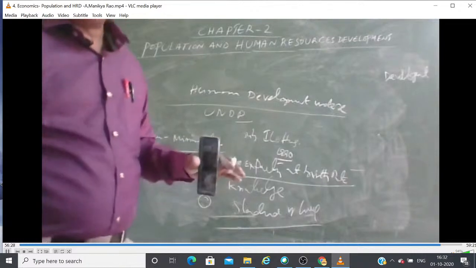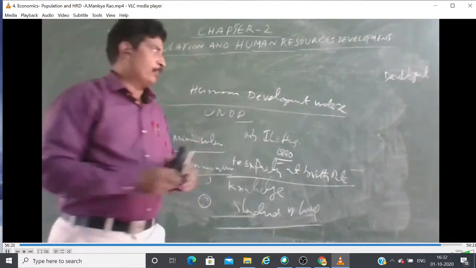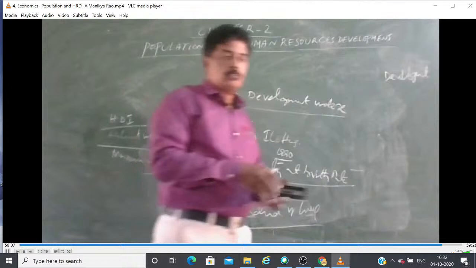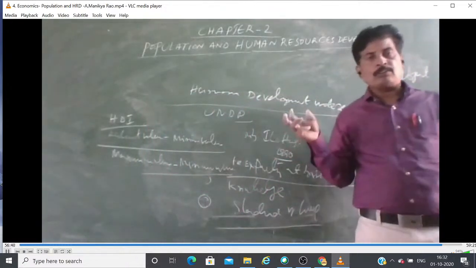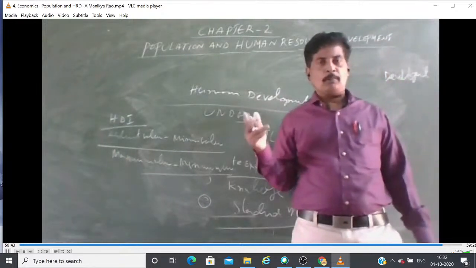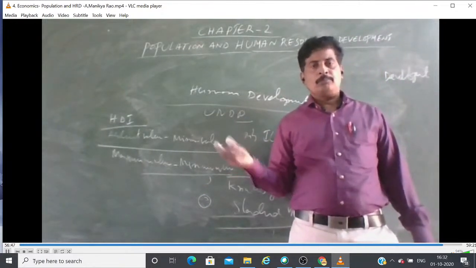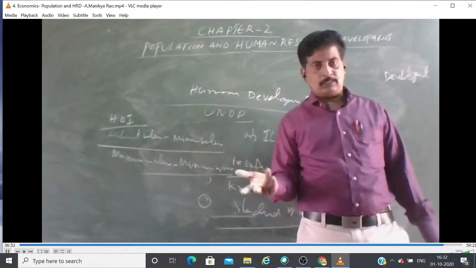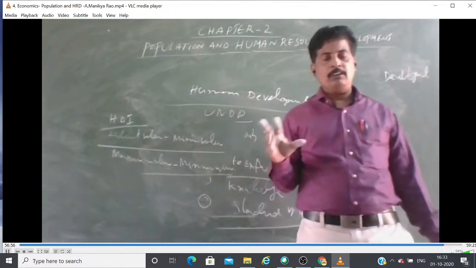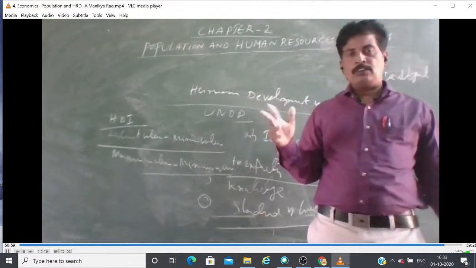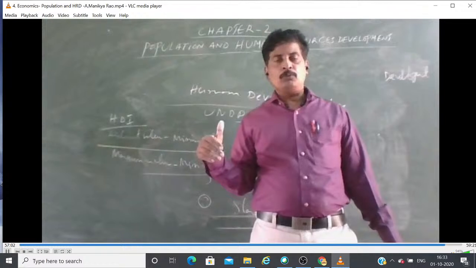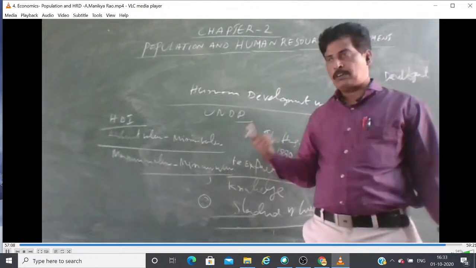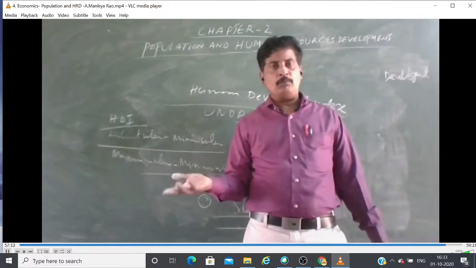So far we have discussed important concepts in the second chapter, that is population and human resource development. First, what is the occupational distribution of population? Under that, dependence on the agriculture sector, the industrial sector, and the service sector. There is always a close relationship between economic development and changes in people's occupations. Then we saw the meaning and importance of human resource development.